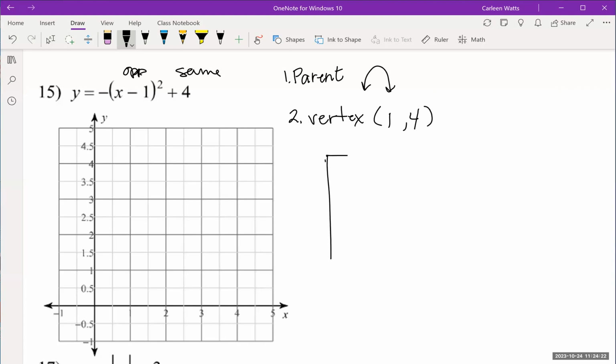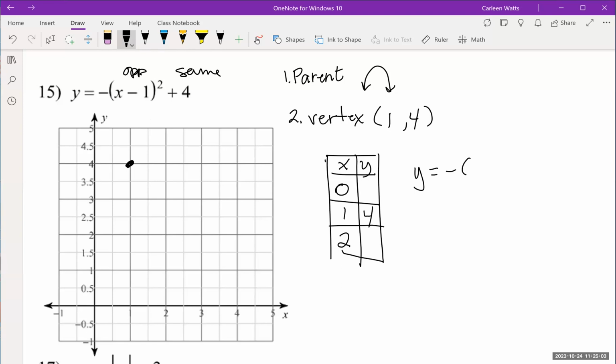Okay, make a table of 3 values. And what absolutely needs to go into your table? The vertex. Got it. Awesome. Okay, 1, 4. Huh. It doesn't look like this graph left me much room up here. Let's see how this works out. Okay, 1 to the left is 0. 1 to the right is 2.